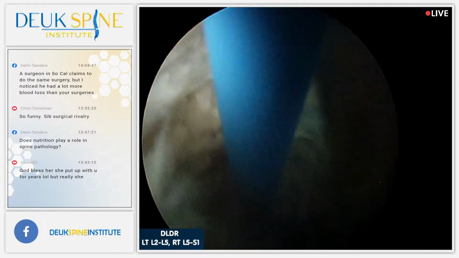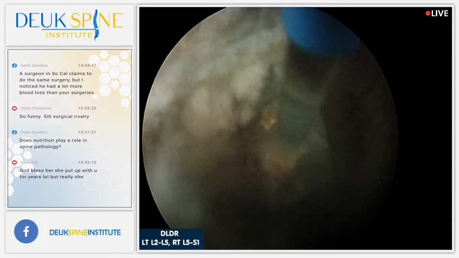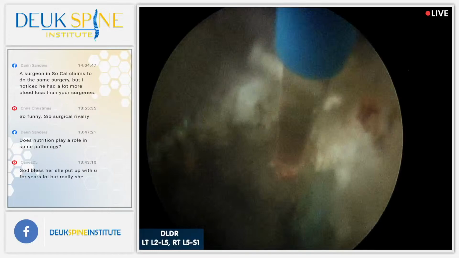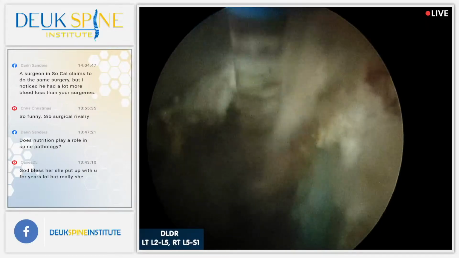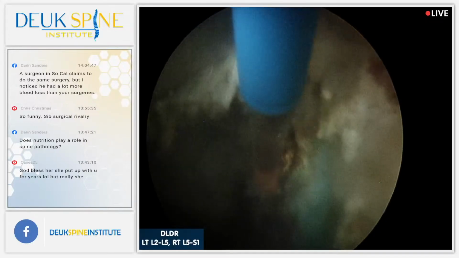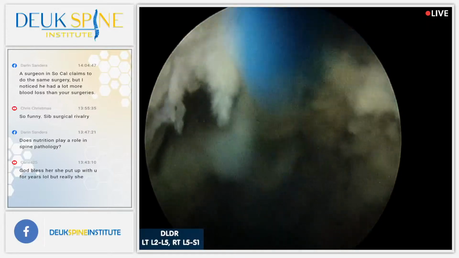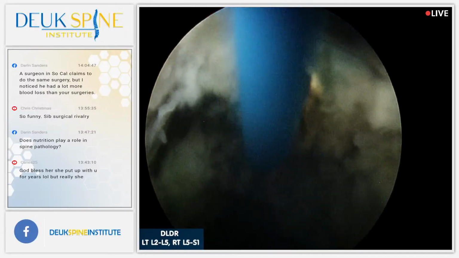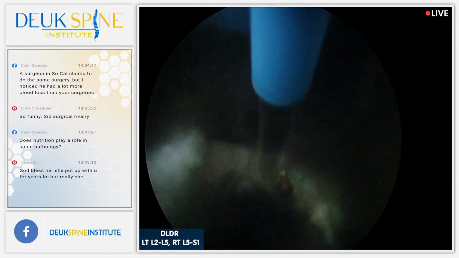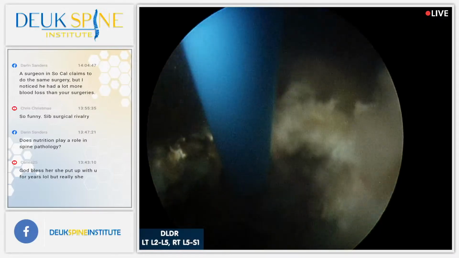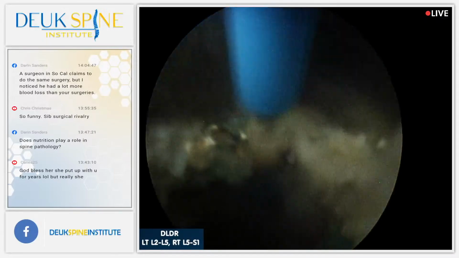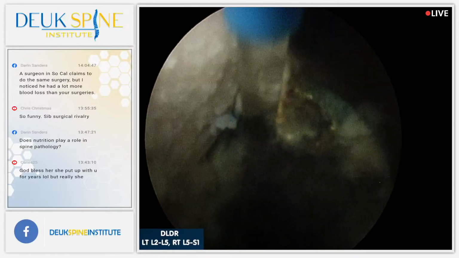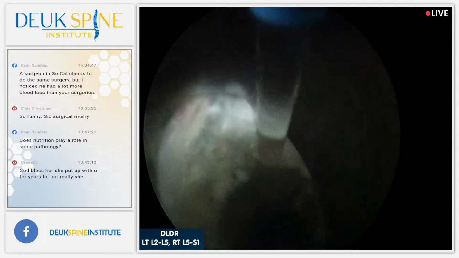But the reality is when I look at my patients that smoked versus didn't smoke, they all did the same. So smoking did not have a bad outcome on my patients' outcomes. I think the whole smoking thing is just a scam for the insurance companies to try to get out of paying for spine surgery. Or if you have a doctor who doesn't want to do spine surgery on you, they'll use that as an excuse not to do it. But the real truth is I haven't seen smoking negatively impact patient care with Deuk Spine Institute's procedures.